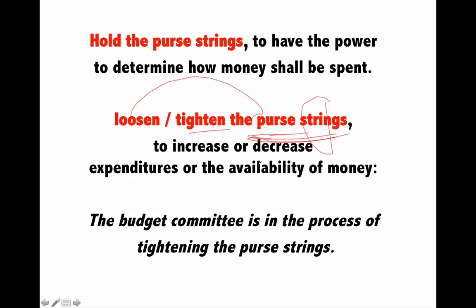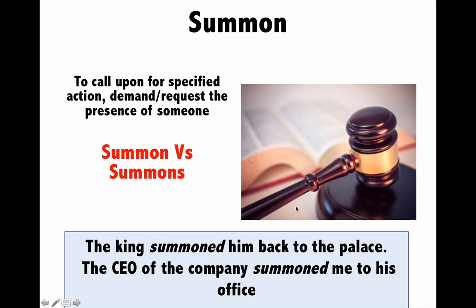You are following austerity. You are trying to be in a state of self-denial. You don't want to pursue all the pleasures. You want to tighten the purse strings. So for example, the budget committee is in the process of tightening the purse strings, which means it is in the process of making less and less money available.